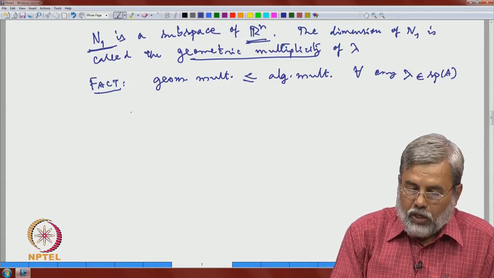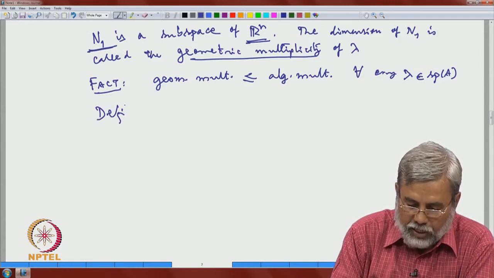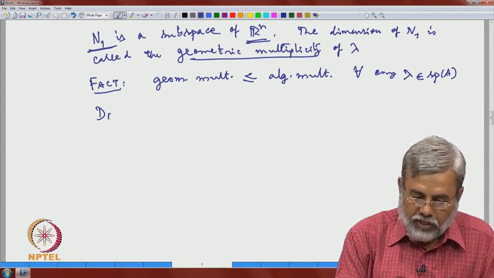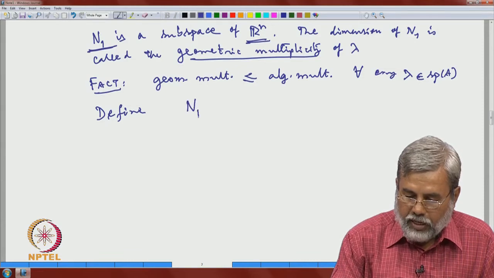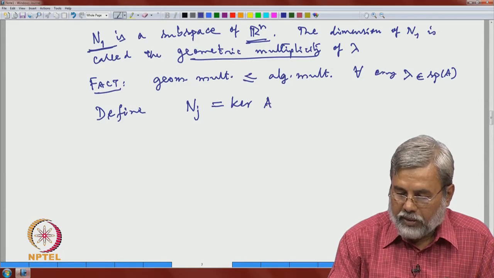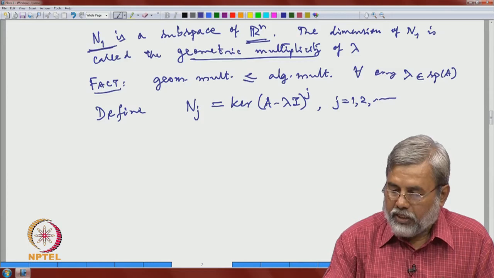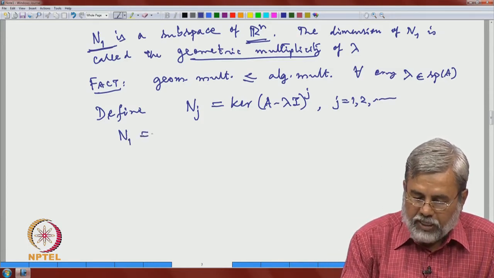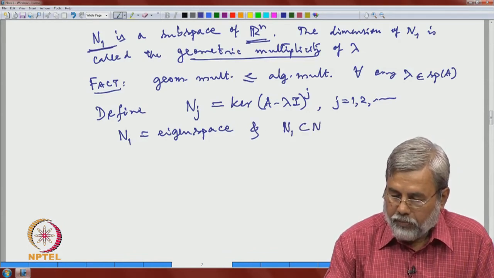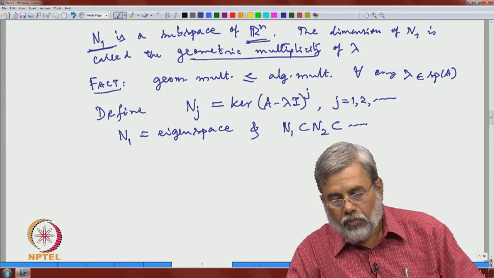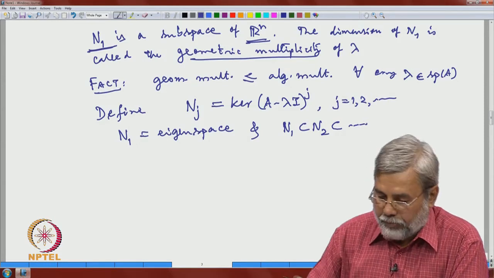In that case, what we do is, define in general Nj to be the kernel of A minus lambda I to the power j, for j equal to 1, 2, etcetera. N1 is the eigenspace that we have defined. It is very easily checked that this is an ascending chain of subspaces, and since we are in finite dimension, this chain cannot continue for long.